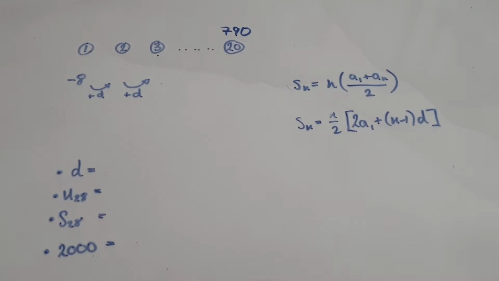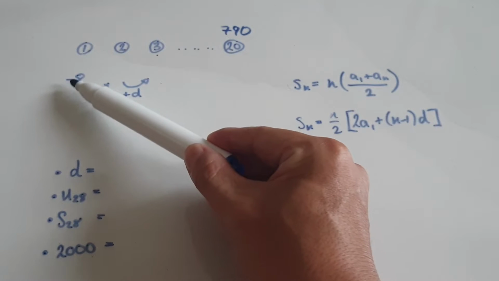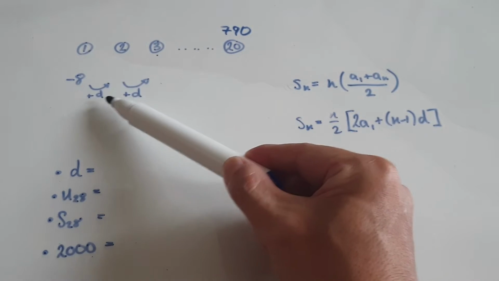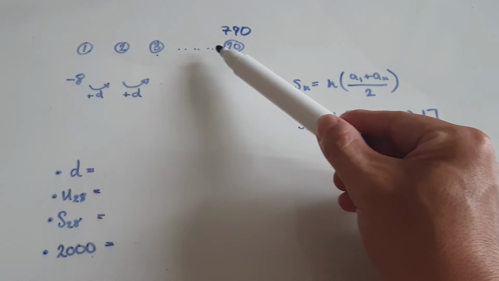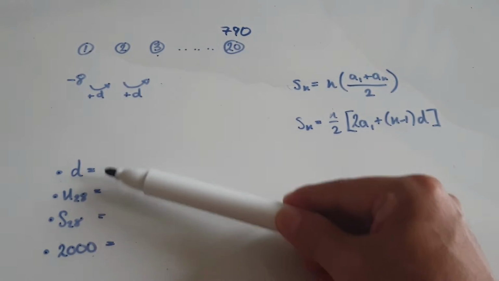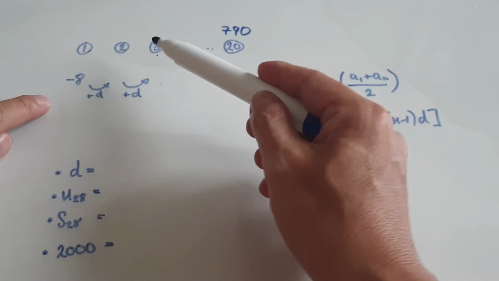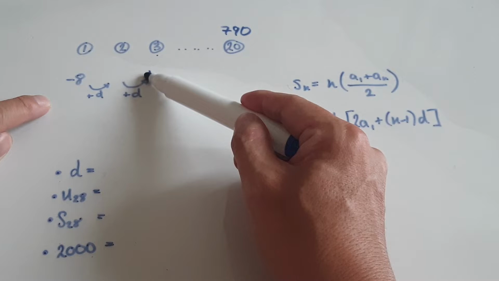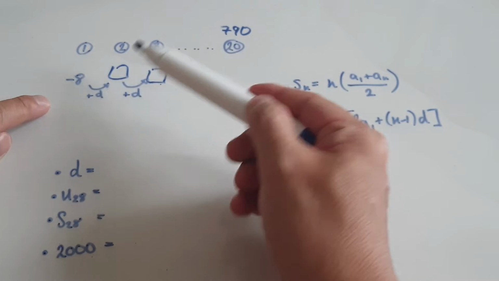So let me summarize what the question is asking. Our first term is -8. It's an arithmetic sequence, so it jumps up by a common difference. And when you sum up the first 20 terms, it comes up to 790. Our job is to find these four, the common difference and so on. So let's try and develop a way of working out the nth term, so if it's what is the second term and so on.